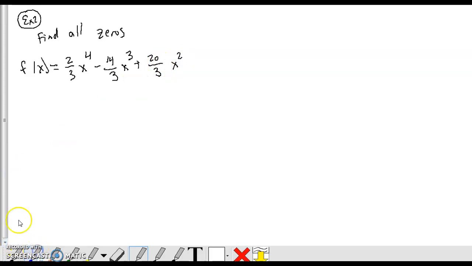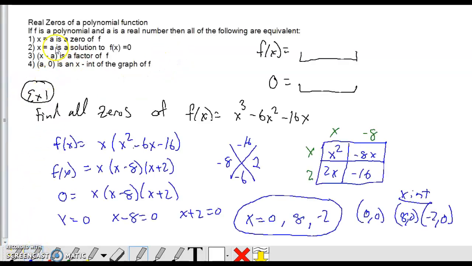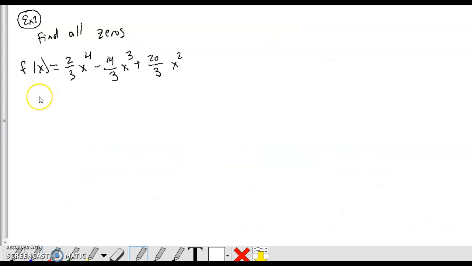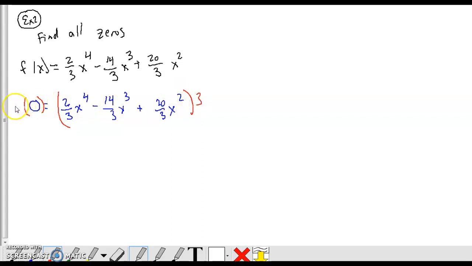Okay, so the first thing that we want to do when we find all of our zeros, if you remember, is that a zero is an x-intercept, so again, a zero solution. So what I'm going to do is set my equation equal to 0. The reason I want to do that is because I want to get rid of all of the denominators of 3. So I'm going to multiply both the right side and the left side by 3, and I can do that once I set my equation equal to 0. And so now this just means I'm going to be dealing with this equation.